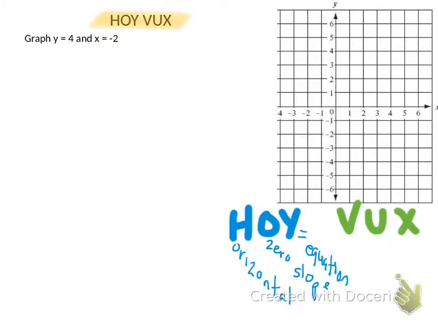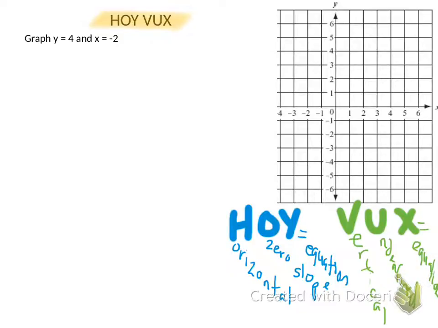V stands for vertical. It makes a vertical line. And that vertical line has an undefined slope and is written as an x equals equation. So if I were to try to graph y equals 4 or x equals -2, I can keep in mind this saying, OI VOOX.